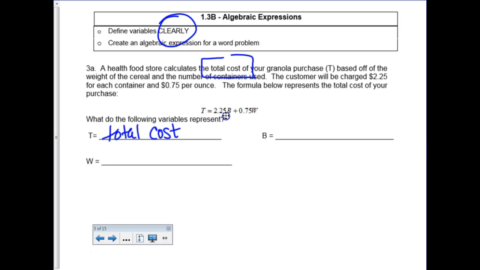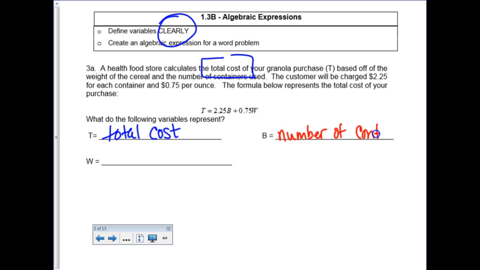The B, however, is multiplied by the 2.25. So remember, they're charged $2.25 for each container of cereal. So B must represent the number of containers that they used. Do not just write containers. We have to say the number of containers.